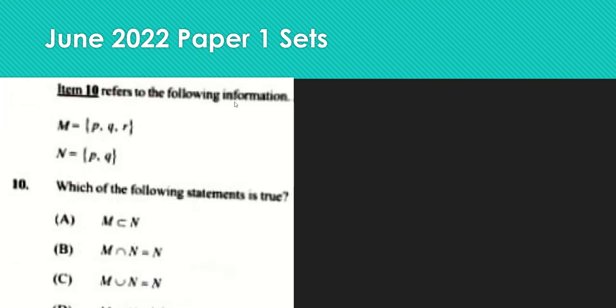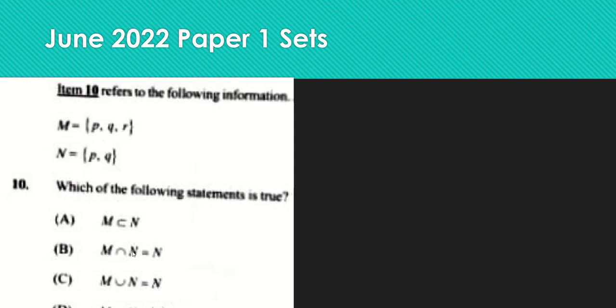Number 10 refers to the following information. M is {P, Q, R}, N is {P, Q}. Which of the following statements are true? M is a subset of N. M intersected N is equal to N. Wait, that's okay. The answer is A because, no, the answer is not A. The answer is B. M is not a subset of N, meaning not all the elements in M are found in N. That is not true because there's this remaining R. So A is not it.